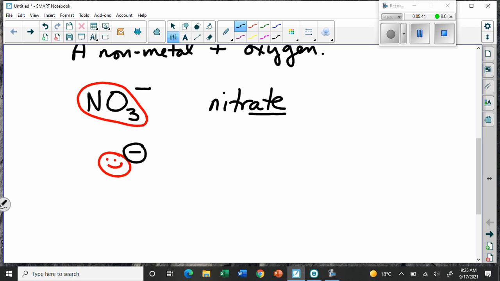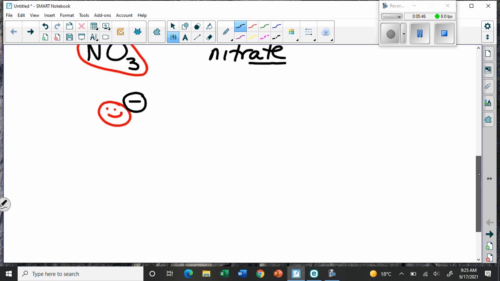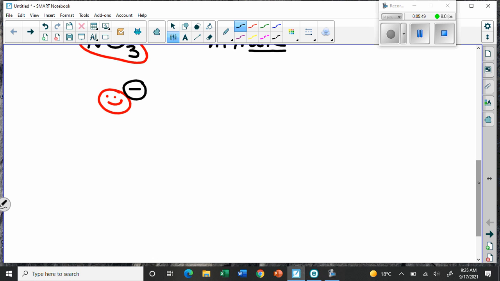So let's see what would happen if we took this nitrate and we wanted to combine it with something. Let's see what would happen if we took lithium and we wanted to combine it to this nitrate. But we have to kind of memorize that's what nitrate looks like. There's no way to really figure it out other than just knowing. And not only do you have to memorize the atoms that are in it, but you have to memorize the little charge number of -1 as well.